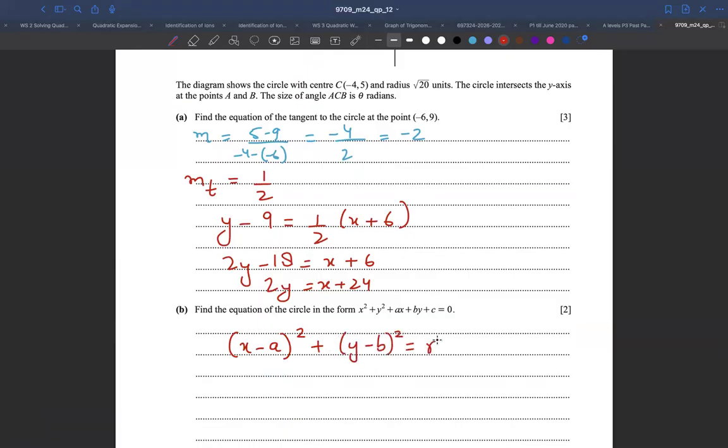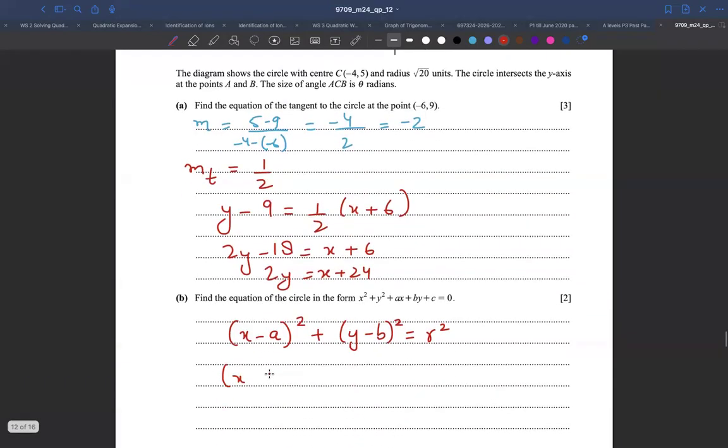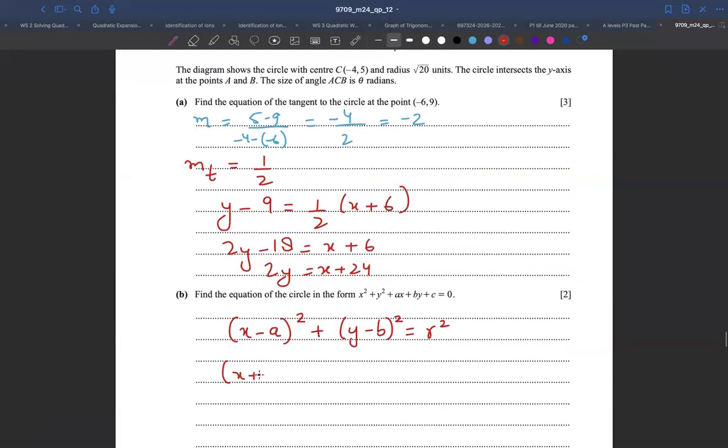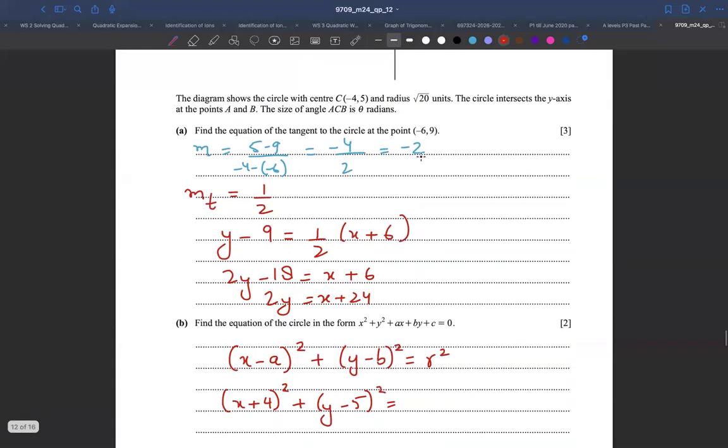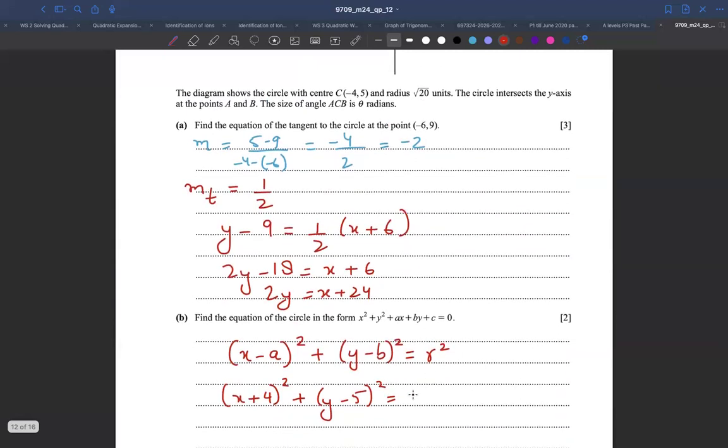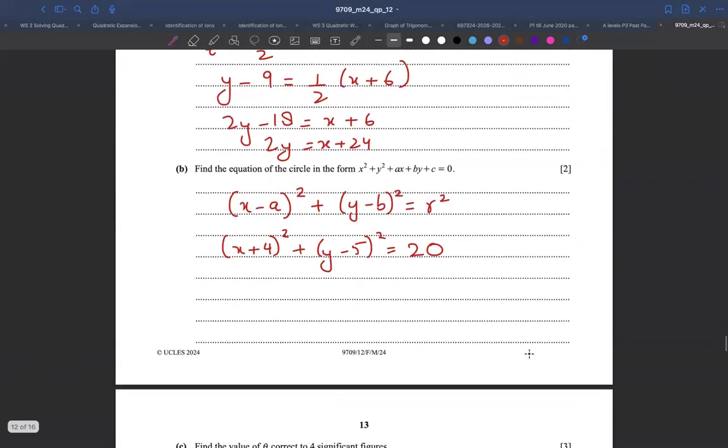This is the general form. (a, b) is the center. So a is -4, the x value is minus 4, so this will become a plus 4. Plus y minus b will make it minus 5, whole squared, is equal to radius squared. So the square of root 20 will be 20, right? And that is it. The circle equation has come.